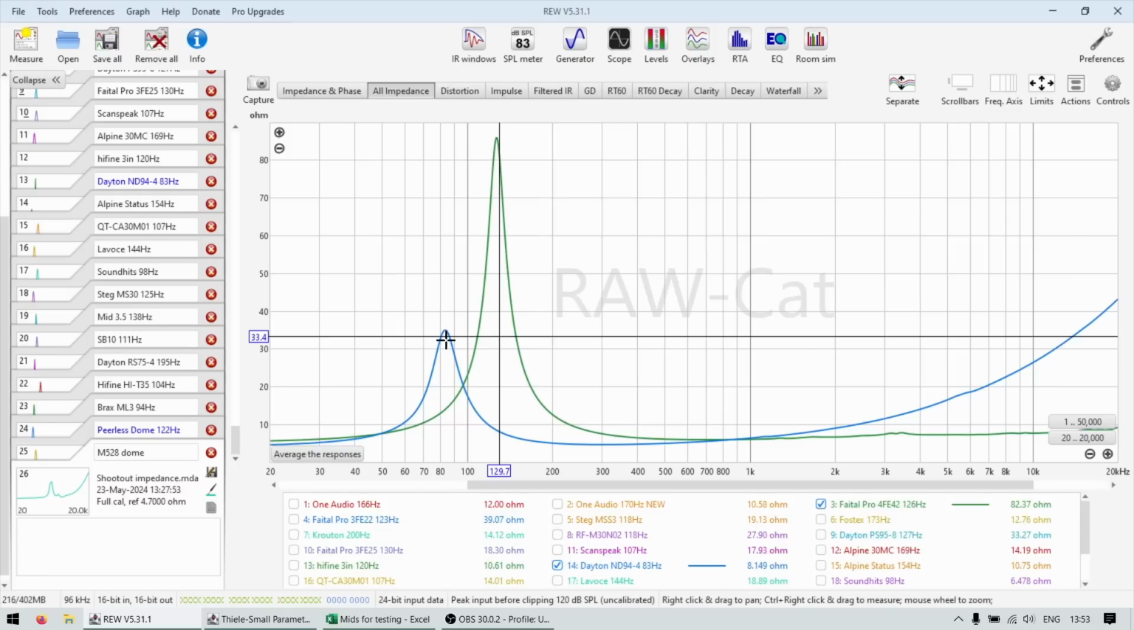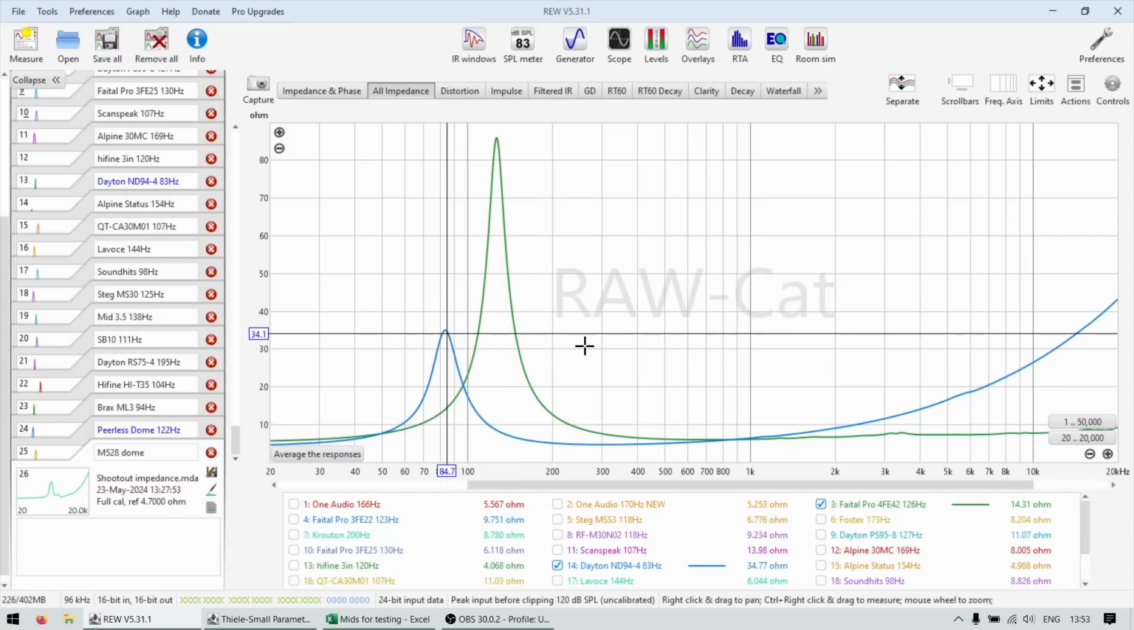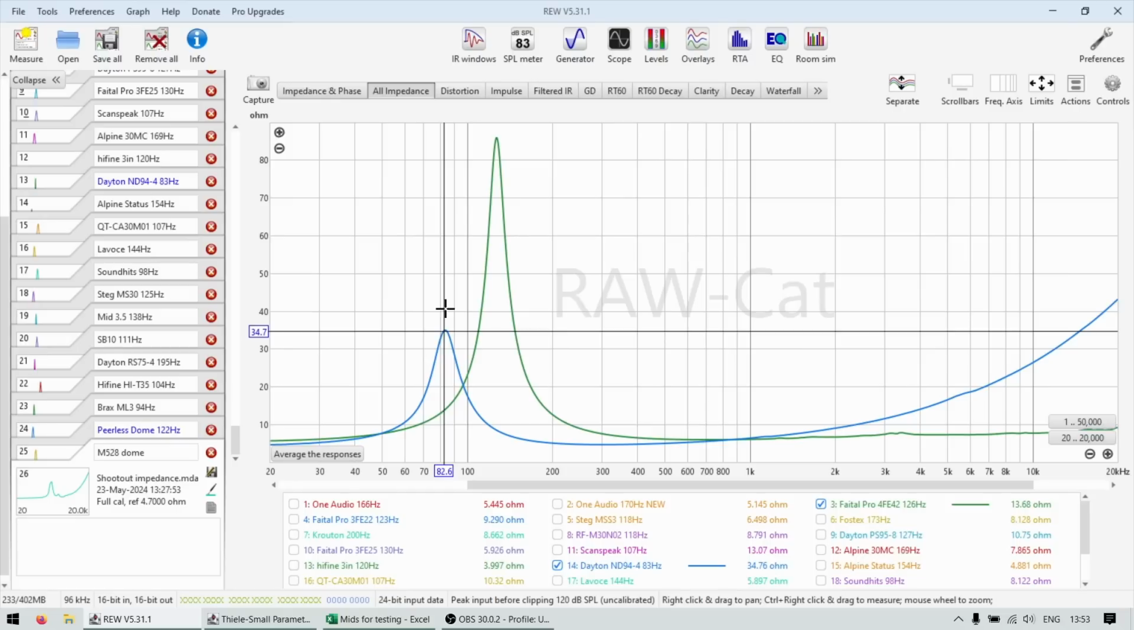The lower the FS, the lower the driver can play while it's behaving nicely, because everything above FS is controlled by the motor structure of the driver, so by the magnetic and electromagnetic forces. Everything below FS is controlled only by suspension, and that's why below FS you always have rising distortion, because the suspension just cannot hold the driver properly. So the lower the FS, the lower it can play, technically, cleaner, without any distortion.